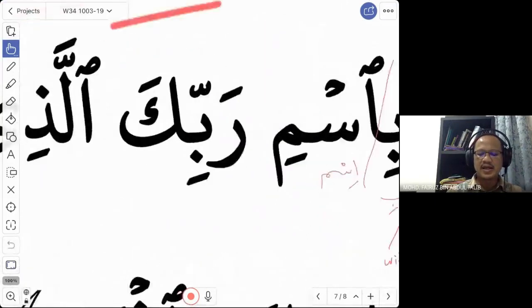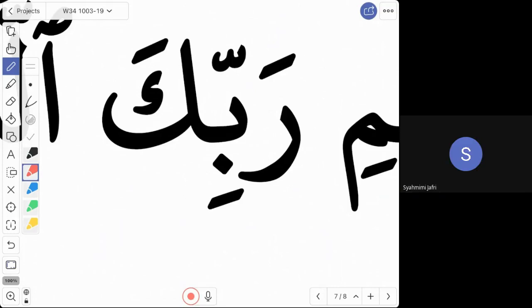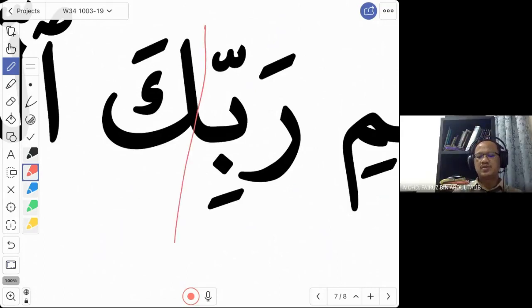And then the next word, rabbika. Here we have two words also. Can you identify the two words? Not just one word. Rabbi, and another one is Ka. Yes, thank you, Shamimi. Good. So the first word is Rabbi, or you can just say Rabbun, Rabb.